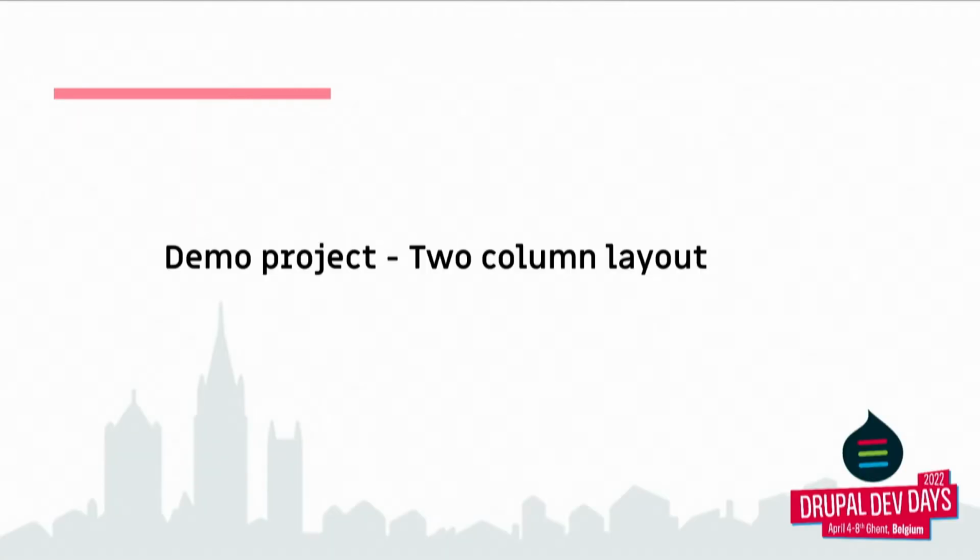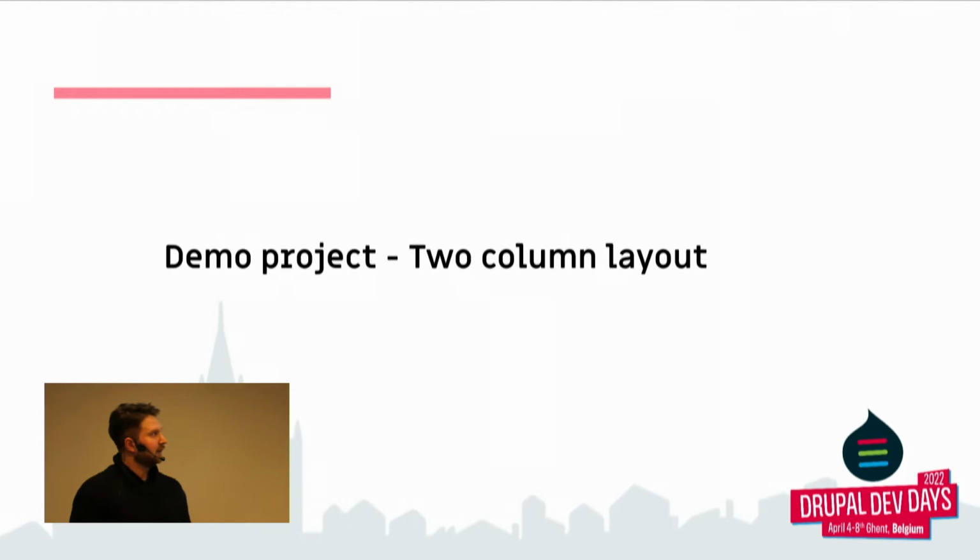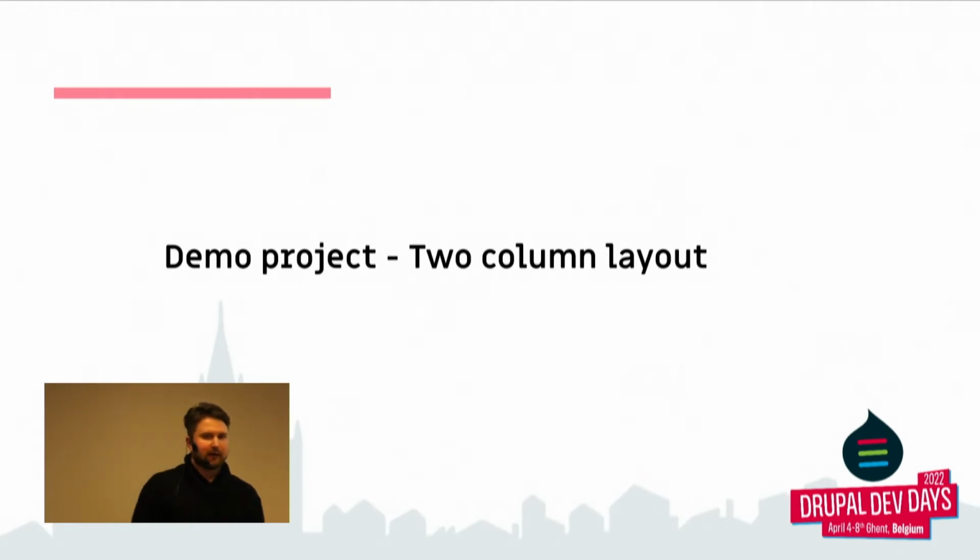So I'm going to navigate through the internals of CKEditor 5 to the extent that is needed to create a simple CKEditor 5 plugin. We're going to do that by looking at a demo project, which is a 2-column layout element, which we're going to implement here. And I have the code available that you can use later on if you want to create a plugin.